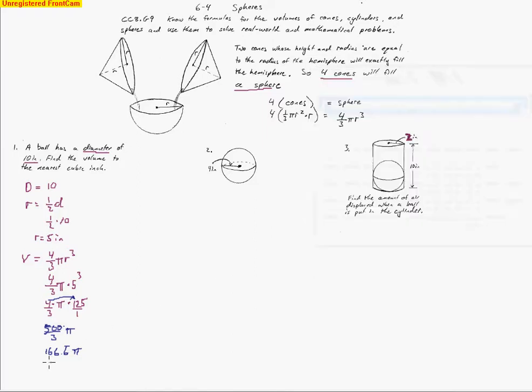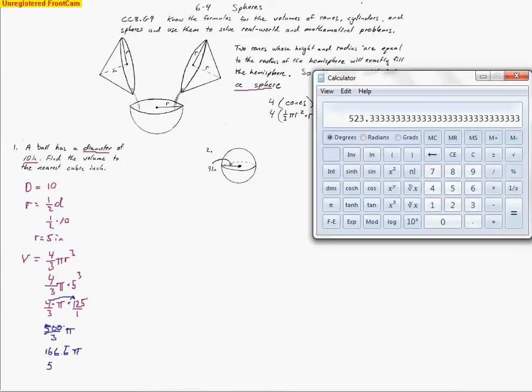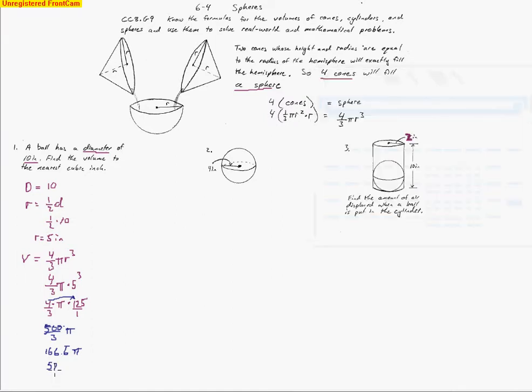So let's see what that was, 523.3 repeated. And I think it says round to the nearest cubic inch. Since the 3 is not big enough to round that up, we're going to keep it as 523 cubic inches. So let's take a look at the next problem.